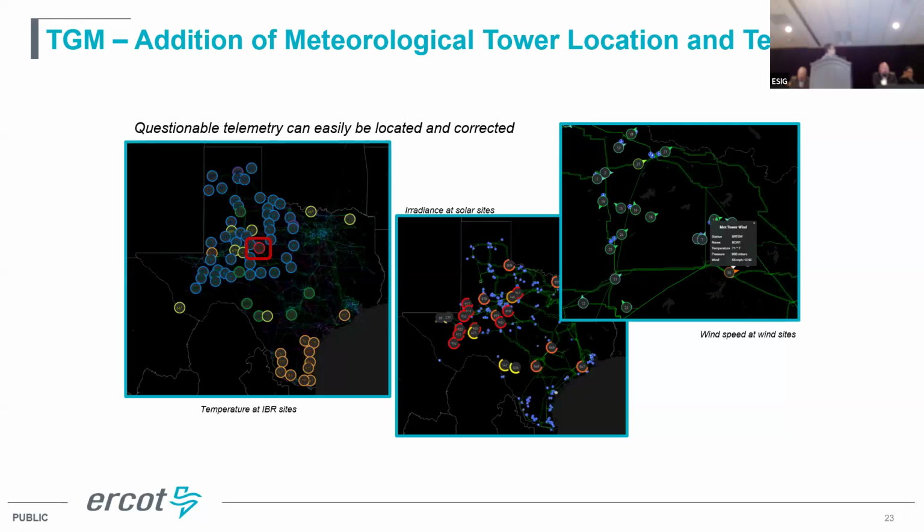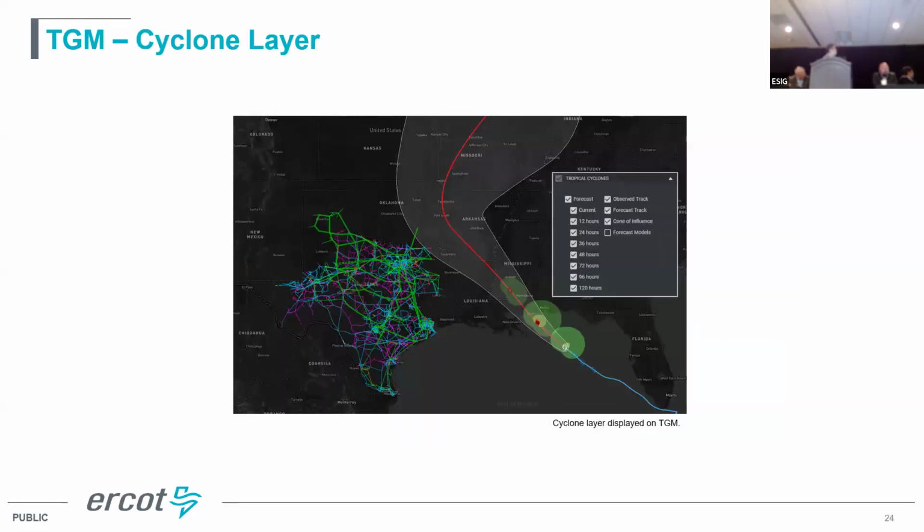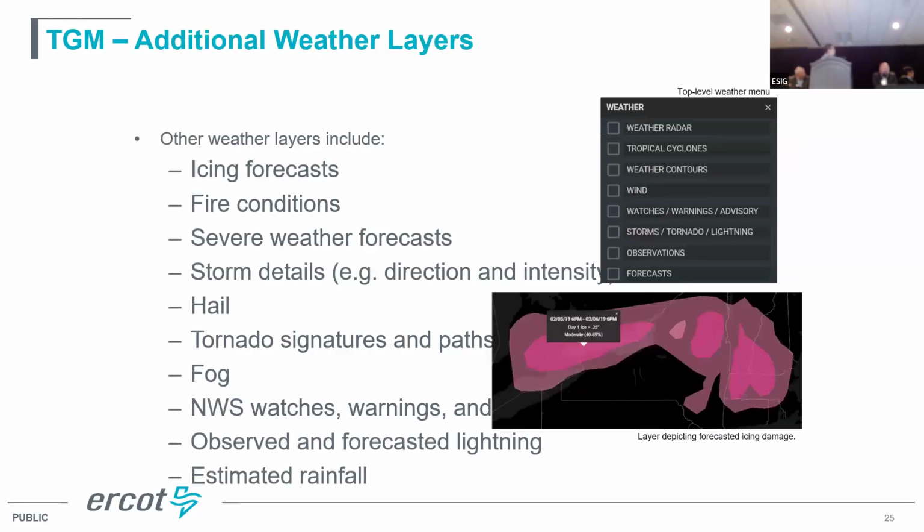And then, of course, we have some actual layers. This is giving you the temperature forecast. This one, the hurricane. You can see there's a hurricane coming, and what's the impact path. There are some additional weather layers, icing, fire, and tornado for example, right?